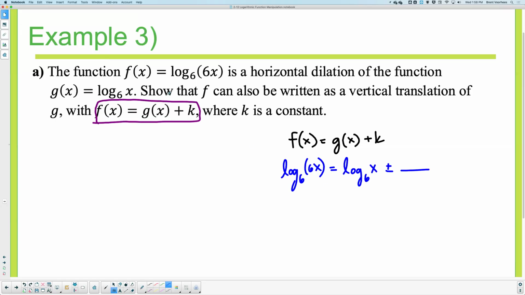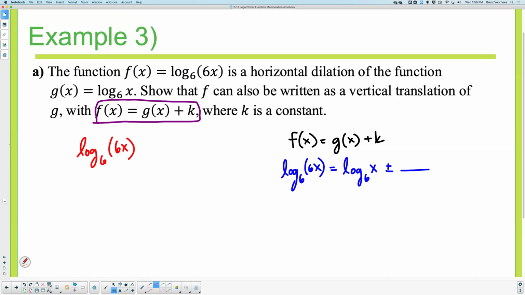What I would suggest when you're solving these types of problems is start with the more complex of the two. I think it's always easier to start with the more complex and simplify rather than to start with the simple and complexify it. That just doesn't even sound right. So which one's more complex? Let's start with log 6 of 6x. We're going to start with the more complex side.